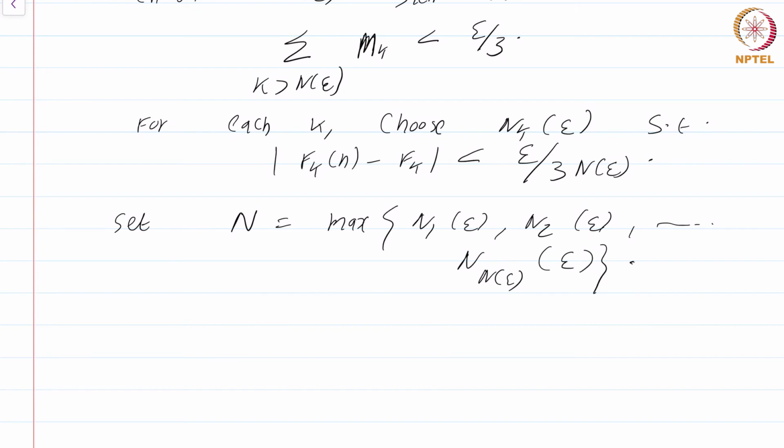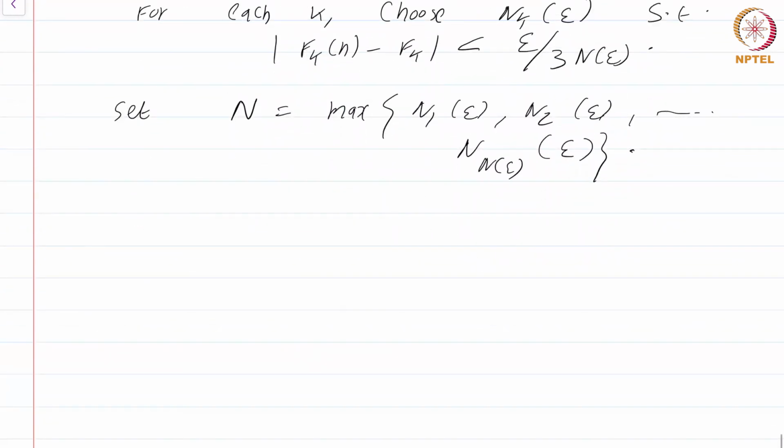Recall, this N epsilon was the point at which the tail of the series summation M_k can be made less than epsilon by 3. For each k, we can choose an n_k epsilon such that f_k^n and f_k are at most epsilon by 3 N epsilon close. Now you are choosing another n to be the maximum of these quantities. Now, what does all this complicated jugglery give us?